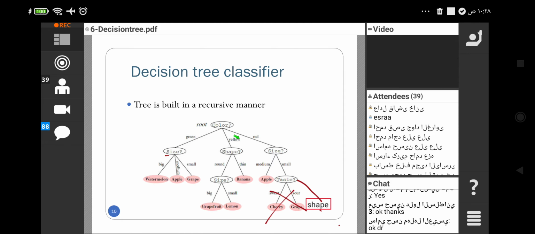So we talked about the decision tree. If you have any questions about that, ask me. Thanks.